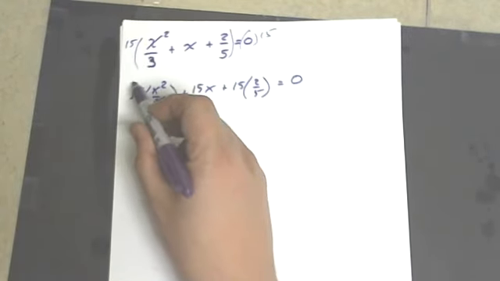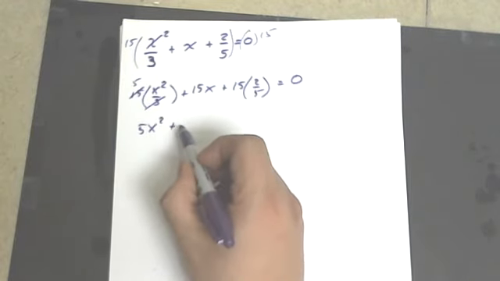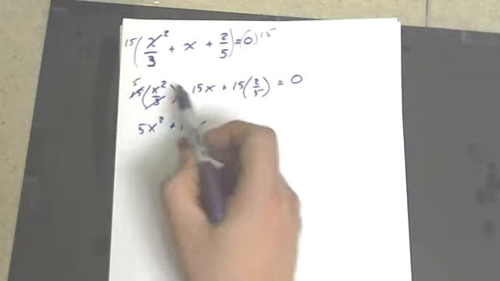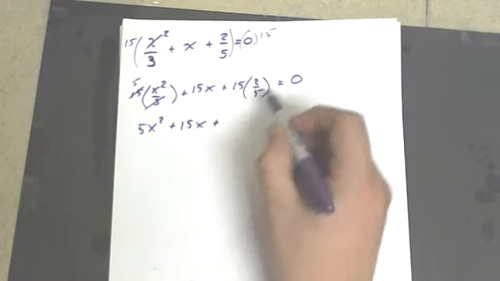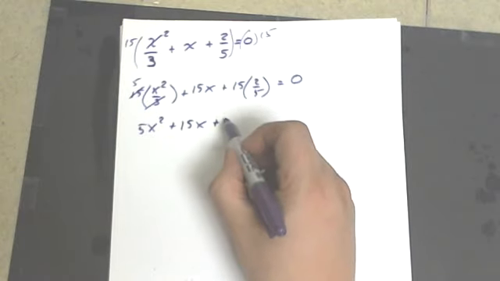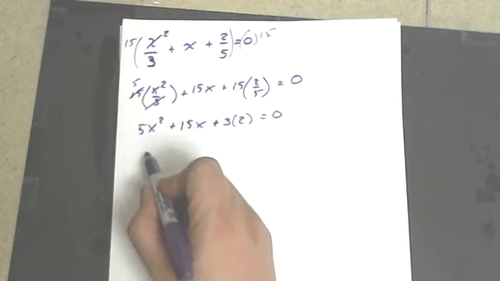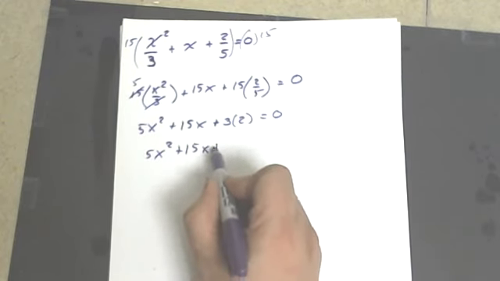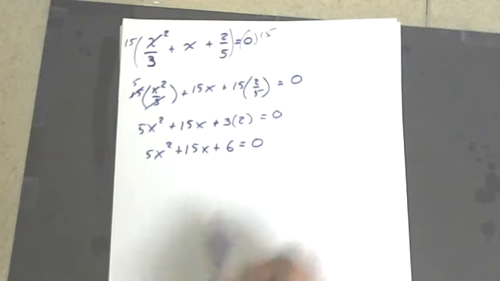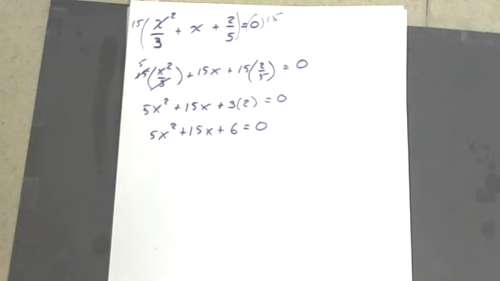So those will divide clean, leaving a 5x squared plus 15x. We do need to multiply the 15 by the x, even though it doesn't help us. Kind of the consequence we pay. 5 goes into the 15 3 times. So 3 times 2, that's just going to become a 6. Now we just have a quadratic. It's got a lead coefficient, but that's okay.